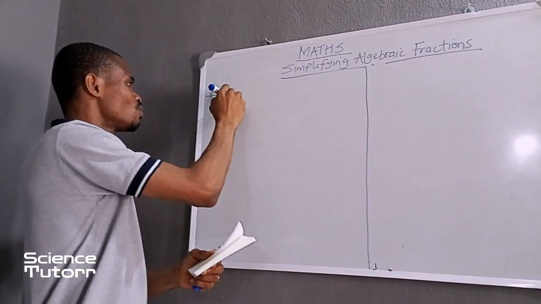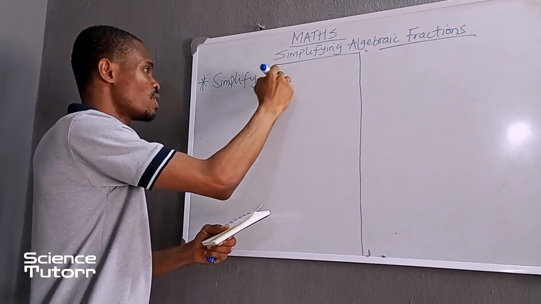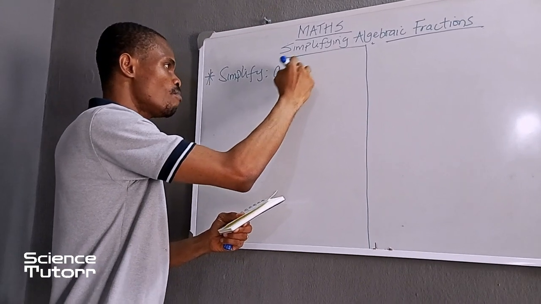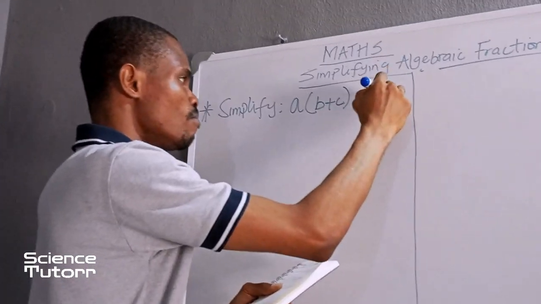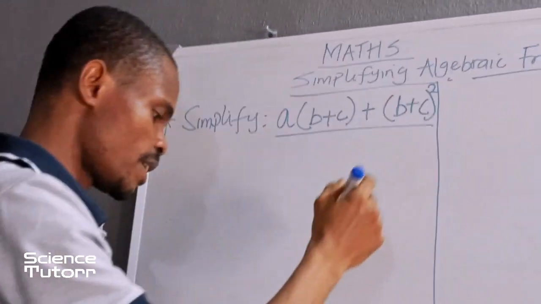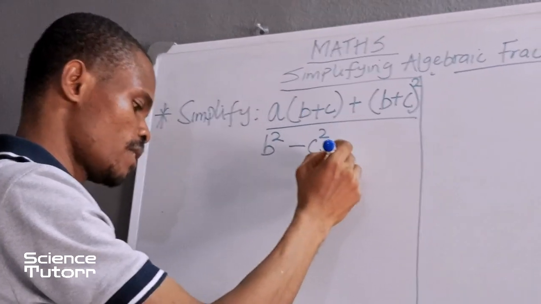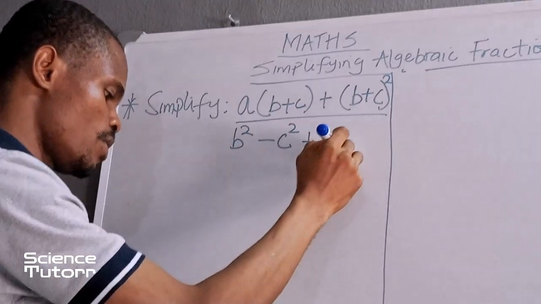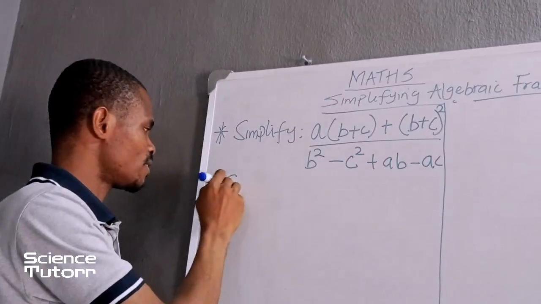Example 1 says we should simplify the expression: A into (B plus C) plus (B plus C) raised to the power 2, divided by B squared minus C squared plus AB minus AC. So let's get started.